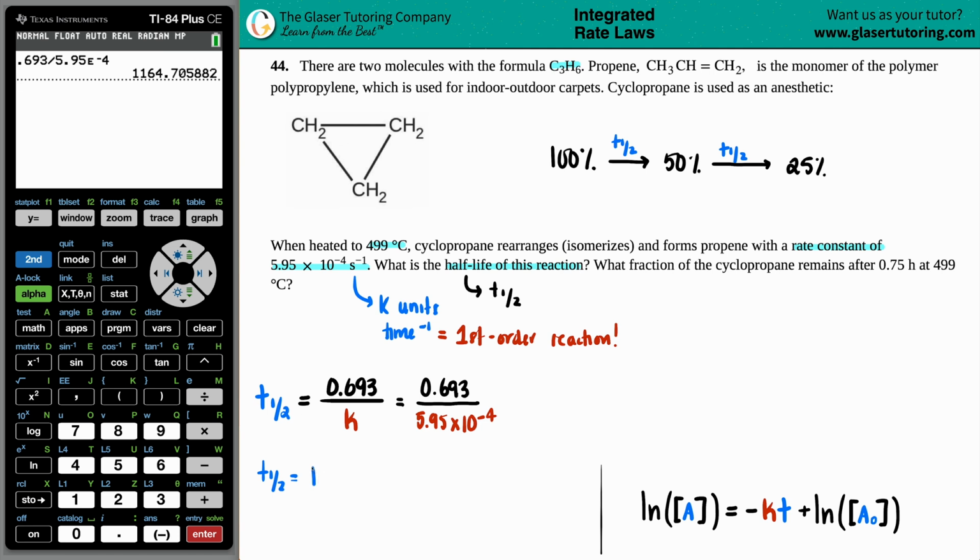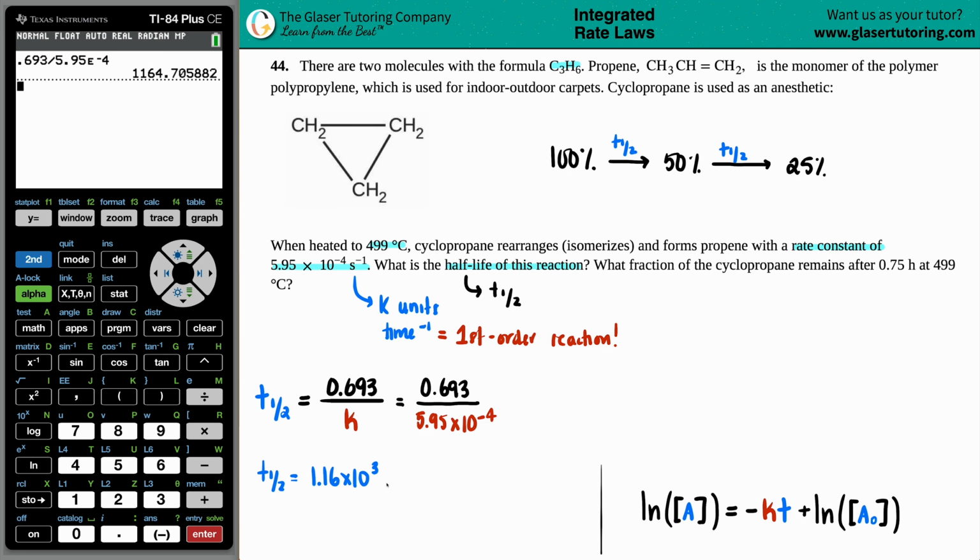1,164.7. So maybe I'll just put it in scientific notation: 1.16 times 10 to the 3. And now what's the question? What are the units here? Is it minutes, hours, days?